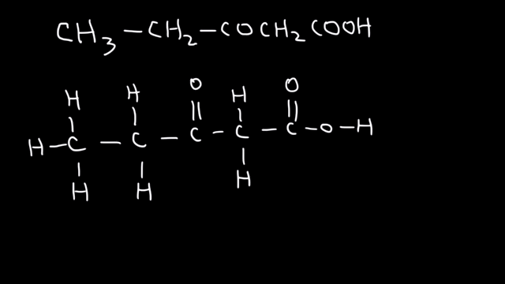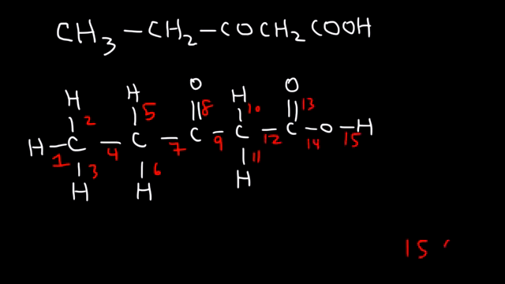Now once you draw the structure, count the number of sigma bonds. So 1, 2, 3, 4, 5, 6, 7, 8, 9, 10, 11, 12, 13, 14, 15. So we have 15 sigma bonds. Now to count the pi bonds, keep in mind every double bond has 1. So this has 1, and so the total is 2 pi bonds and 15 sigma bonds. So that's a simple technique in which you can count the number of sigma and pi bonds in a molecule.